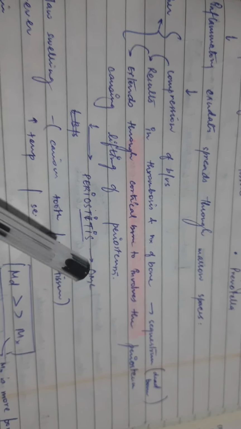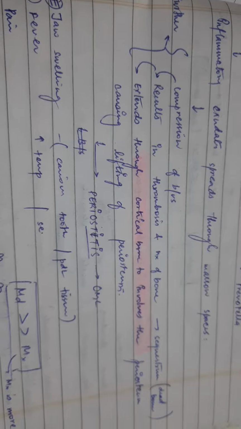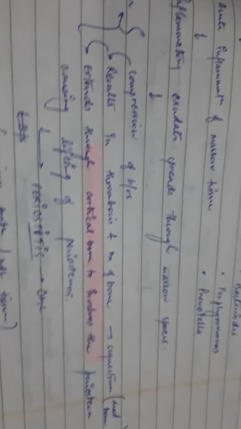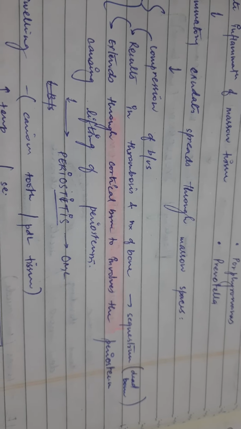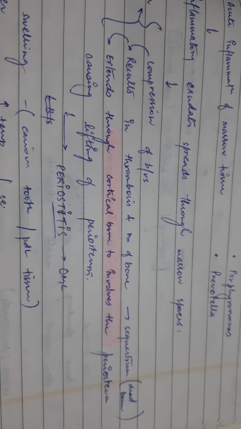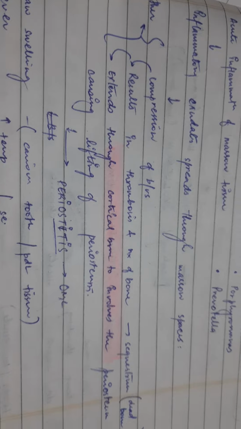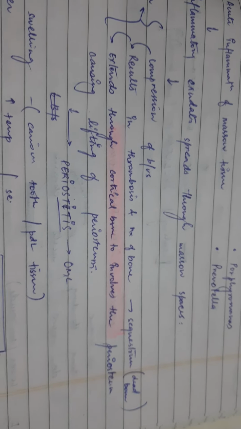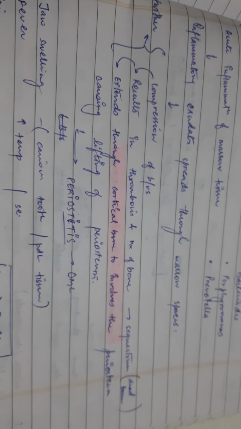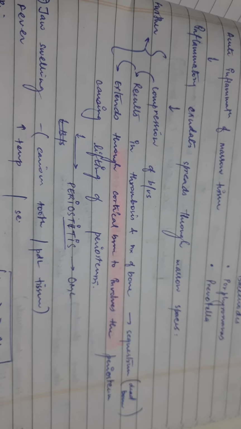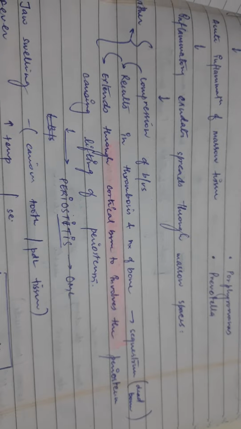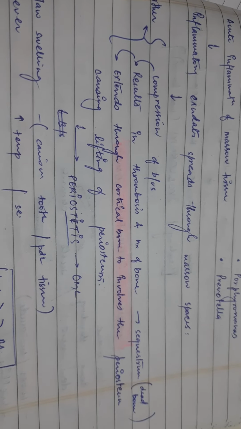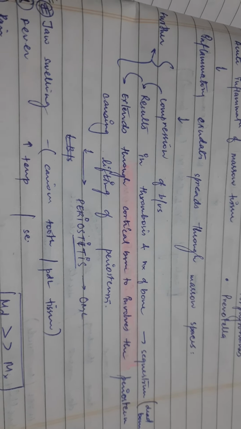lifting of the periosteum. When this occurs, sequestrum forms, with decreased blood vessels, thrombosis, and necrosis of bone, and it extends through the cortical bone to involve the periosteum, causing lifting of the periosteum.